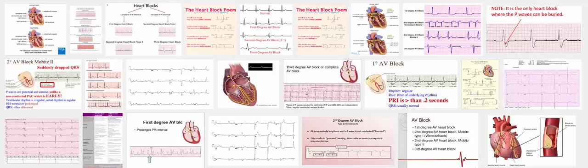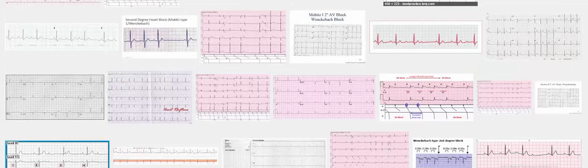Second degree atrioventricular AV block type 1, also known as Mobitz type 1 block or Wenckebach block. So we have some pictures of it here. This Mobitz type 1 or Wenckebach block is a progressive lengthening of the PR interval from one beat to the next. And this is seen until finally a beat is dropped, which means that a P wave is not followed by a QRS complex.